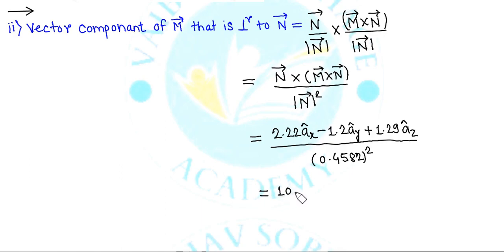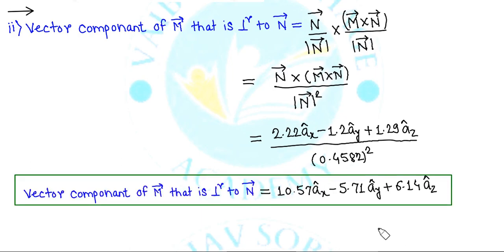And if you simplify that, you will get your answer, which is equal to 10.57 ax minus 5.71 ay plus 6.14 az. So this is your vector projection of vector m which is perpendicular to vector n. So this is our final answer.